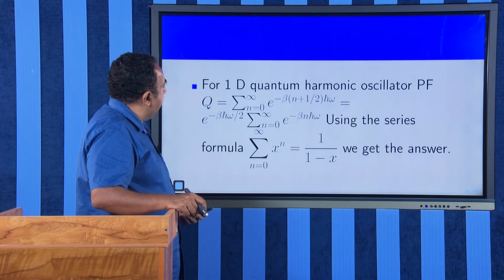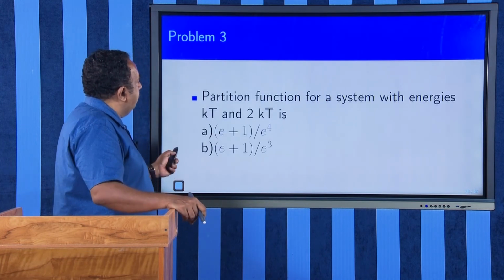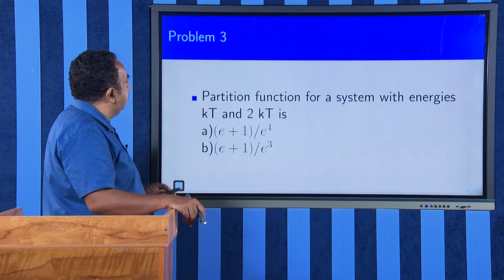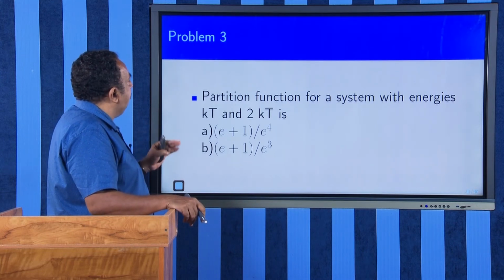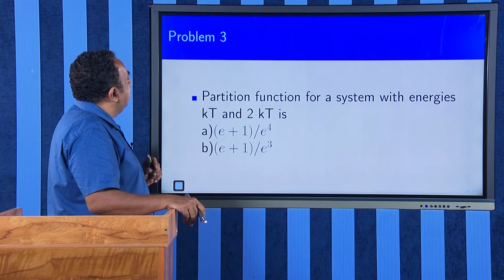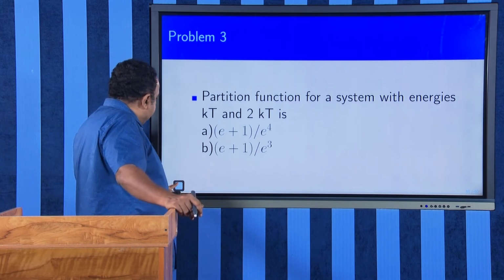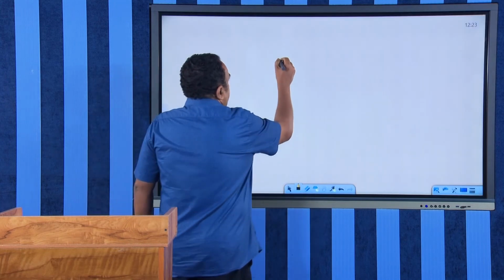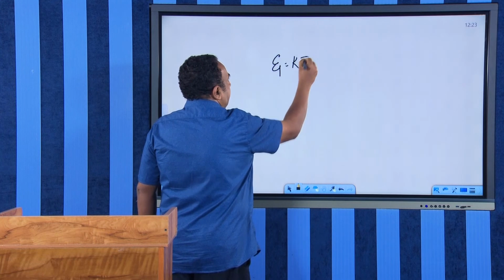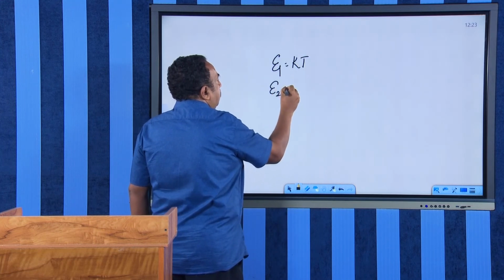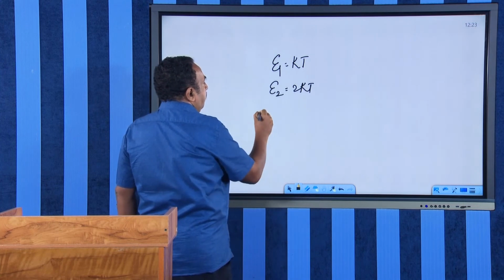Now, we will go for the third problem. This was the way in which you can find this out. Next is to find the partition function for a system with energies kT and 2kT. That is a very interesting problem. You are given the energies: the first energy is kT and the second energy is 2kT. Therefore, what is your partition function?